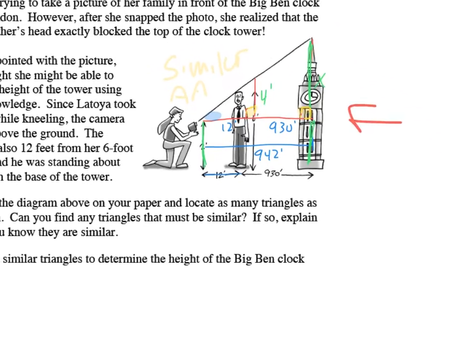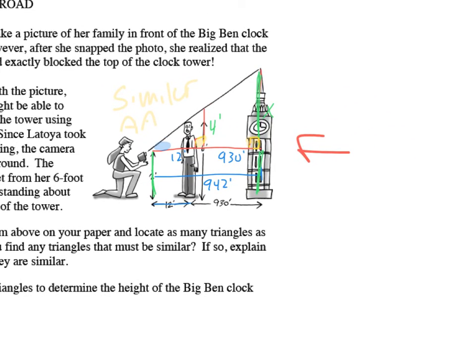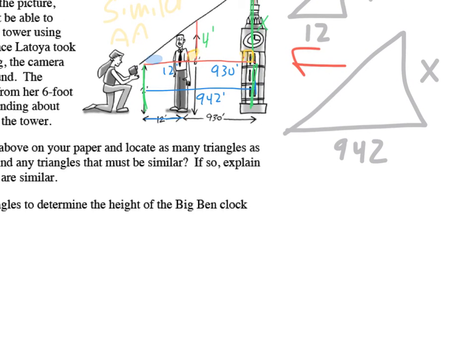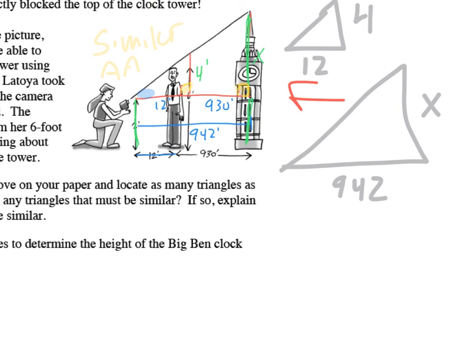So how does that help us determine the height of Big Ben? Well, I can take this first triangle. We said that this was 12 and this was 4. And if I draw out the bigger triangle as such, we said this whole length on the bottom was 942, and I did not know the height of that other side, x. Since these triangles are similar, we can write a proportion of sides. I can say that the side length 12 corresponds to 942, and the side length 4 corresponds to x.